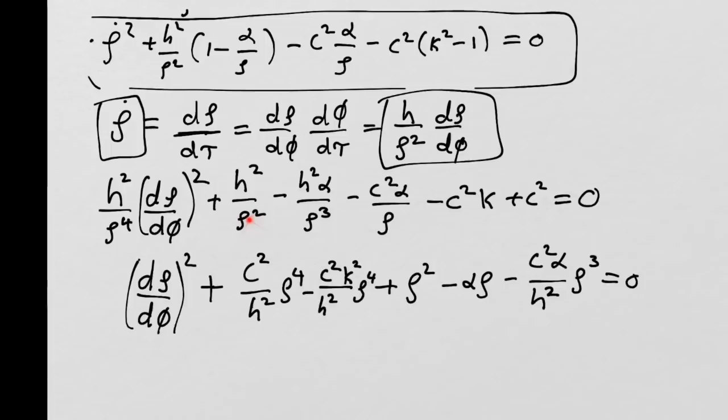You cancel the denominator, leave 2 powers of rho in the numerator, and you have h squared canceling with the h squared, so you just have a naked rho squared. Then this minus alpha rho comes from this term, where that cancels with this, and this comes up there, and it leaves 1 power of rho. And then this c alpha rho to the third, that comes from this term here. C squared alpha stays there, h squared goes in the denominator, 1 factor of rho cancels, and then you end up with this expression here.